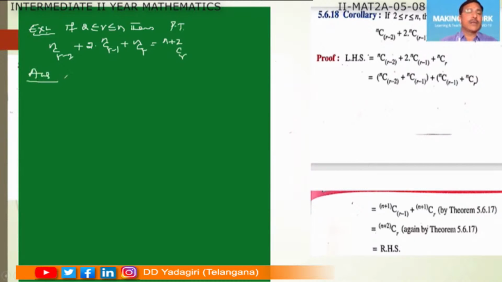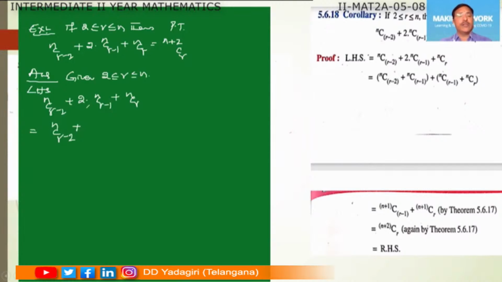Now the answer. LHS. Given 2 less than or equal to r less than or equal to n, LHS is nCr minus 2 plus 2 into nCr minus 1 plus nCr. Now I will write this as two separate terms: nCr minus 2 plus 2 into nCr minus 1. I will write 2 into nCr minus 1 as nCr minus 1 plus nCr minus 1.